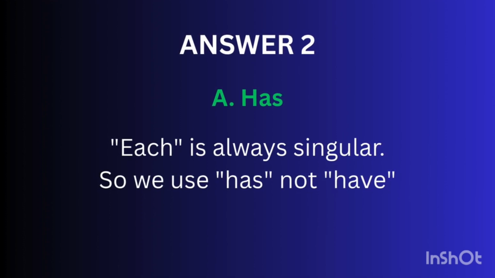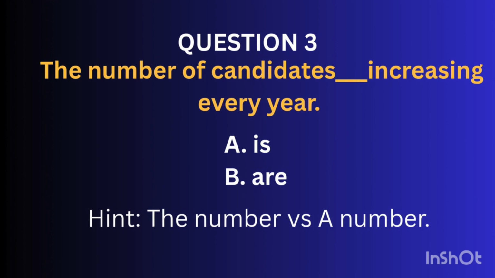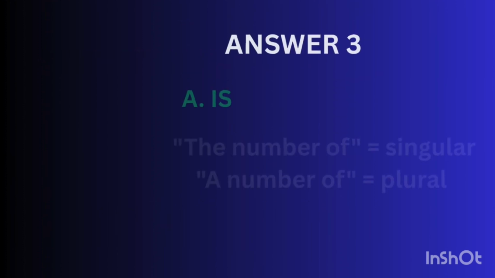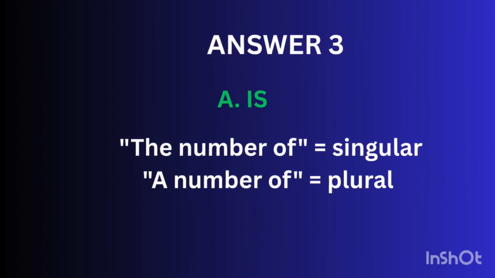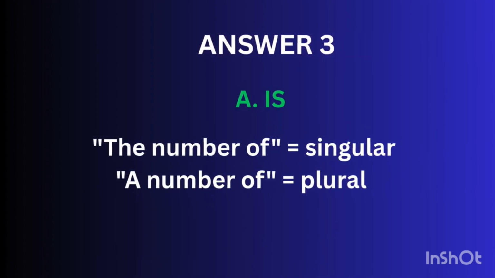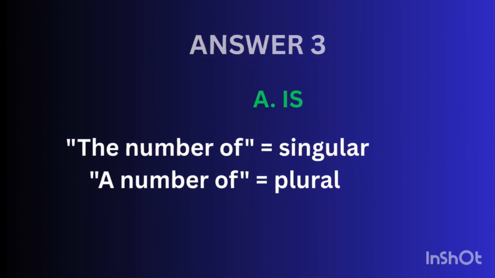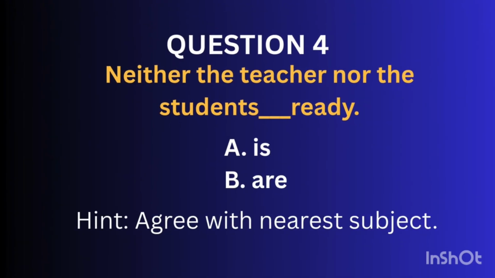Let's proceed to question 3. The number of candidates dash increasing every year. A, is. B, are. Here is a hint, the number versus a number. You can pause and answer as we proceed to see the answer. A, is. The number of is singular, but when you see a number of, it means the thing is plural.